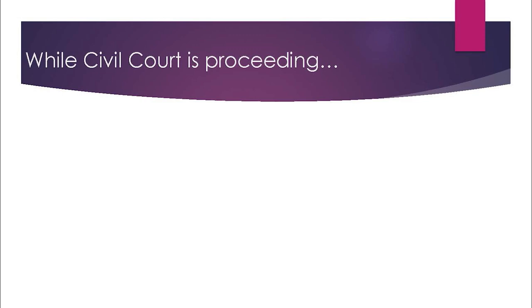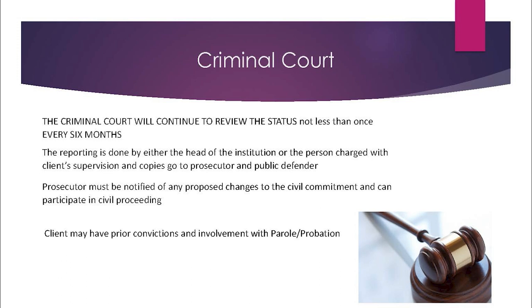While the civil court proceeding is going on, the criminal court does continue to review the status not less than once every 6 months. In other words, the minimum is 6 months. They can review it monthly. They can review it weekly. But the minimum, at least every 6 months, the criminal court has to review the status of what's going on.